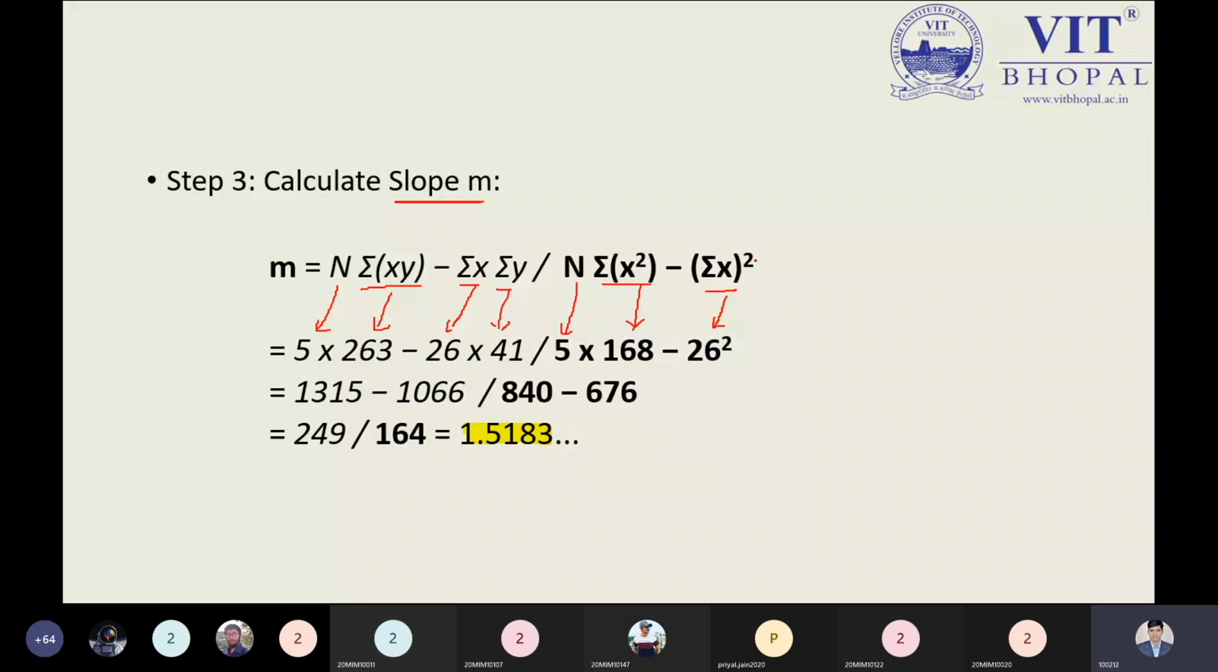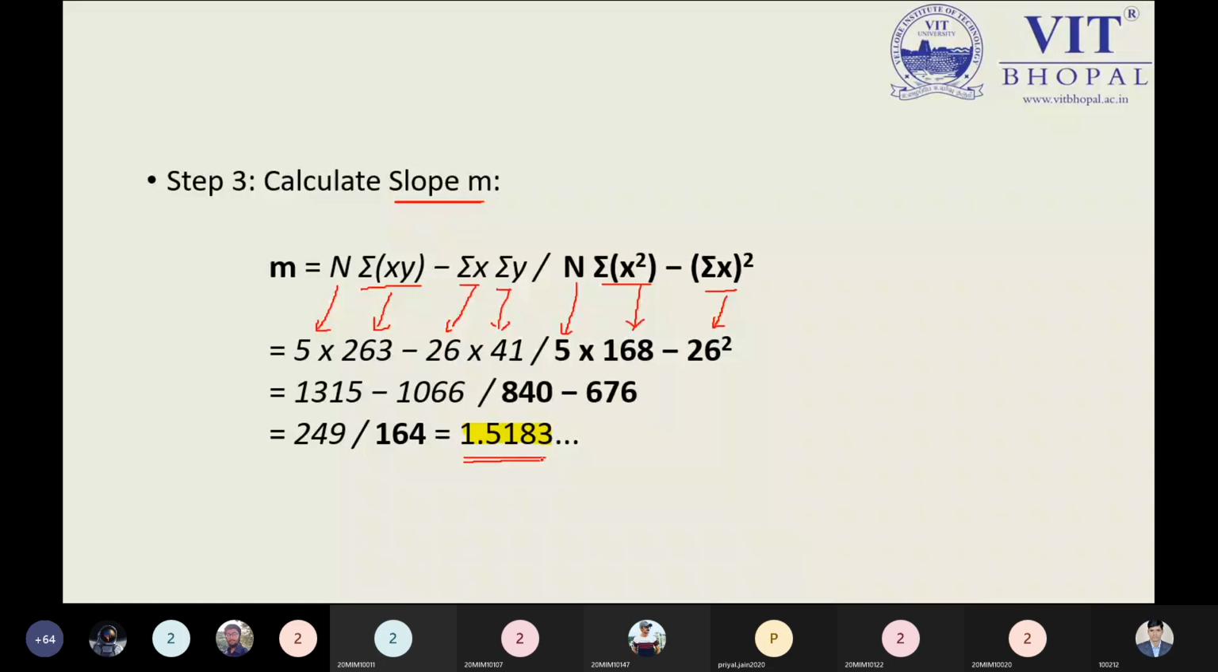So try to understand, do not make any mistakes. Students can make many mistakes over here. You have to take the whole square of the summation of the x. We are not using summation x square. Okay, so that is the point. Just put these values and do the respective calculation, then you will get m, that is 1.5183.